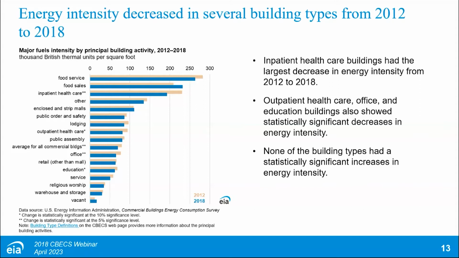The energy intensity for the inpatient healthcare buildings decreased the most between our 2012 and 2018 collection. That energy intensity decreased 16%, being the largest energy intensity decrease of all building types. As I mentioned before, a decrease in energy intensity is often seen as something you would observe as a building becomes more efficient. None of the building types had a statistically significant increase in their energy intensity.